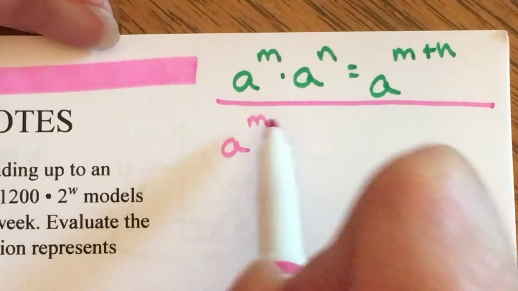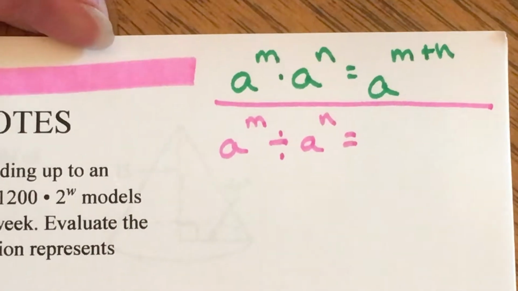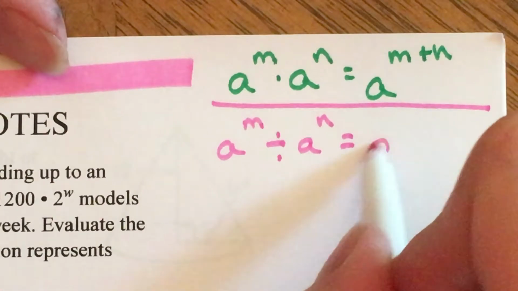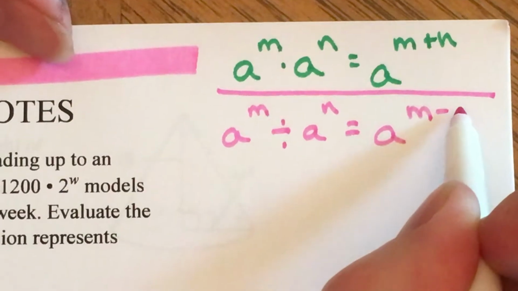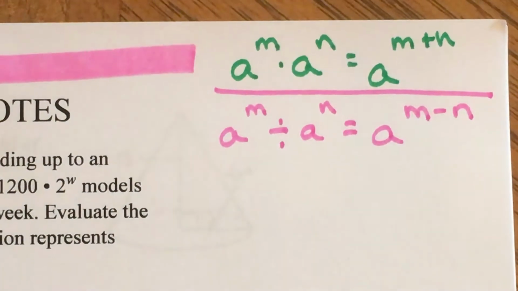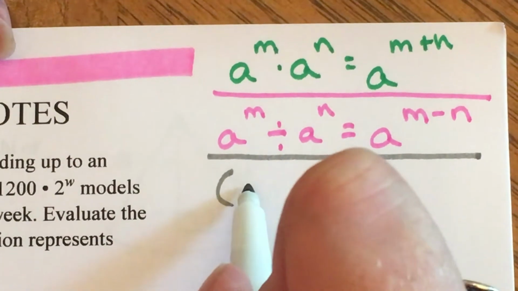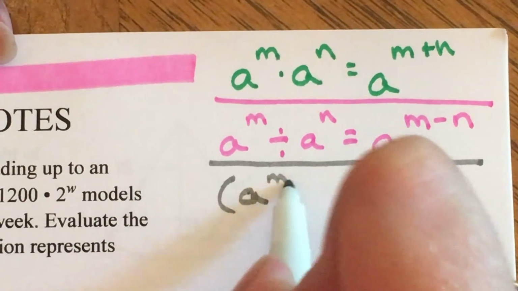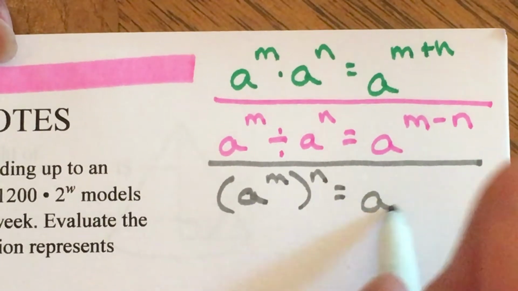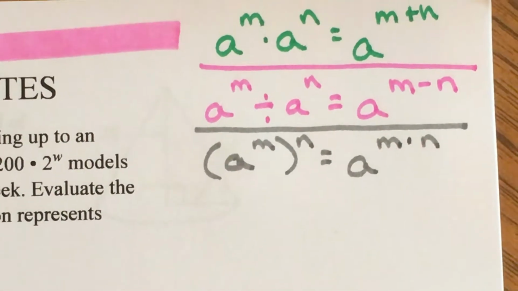A to the m divided by a to the n. What did we do with those exponents? Right, we subtracted them. A to the m minus n. What about ogres have onions? Ogres are like onions. They have layers. Good. That's where we multiply the m and the n. That's our power to a power rule.